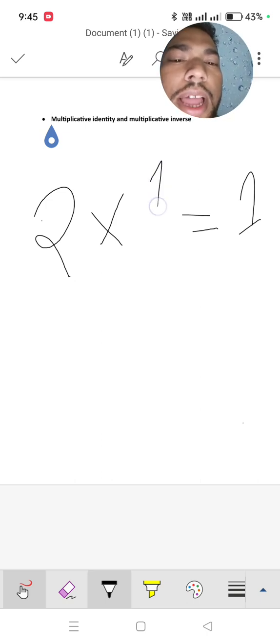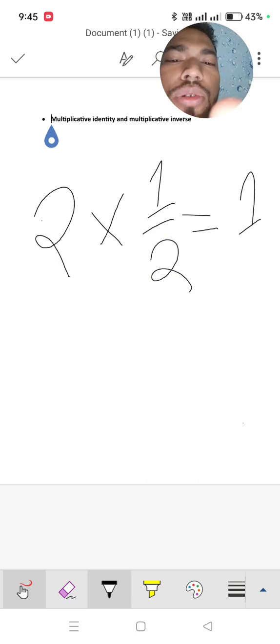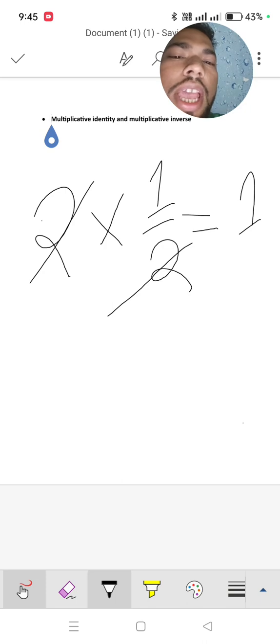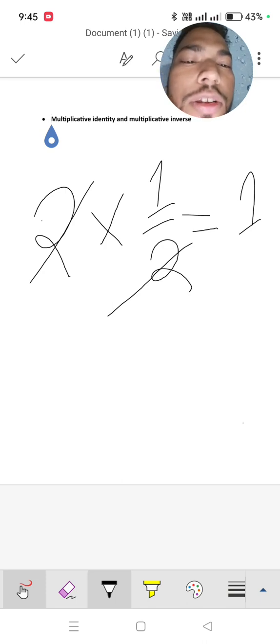That's why we have to multiply 1 by 2 with 2. Therefore, you see 2 and 2 cancel out and 1 will be left. That means the answer will be 1.